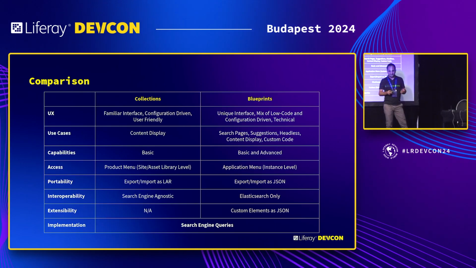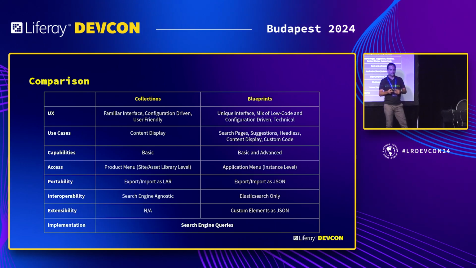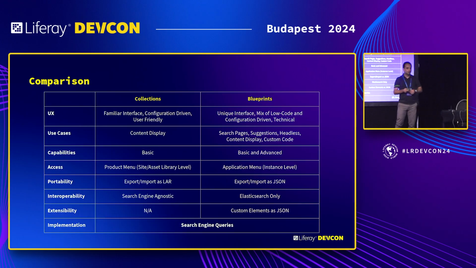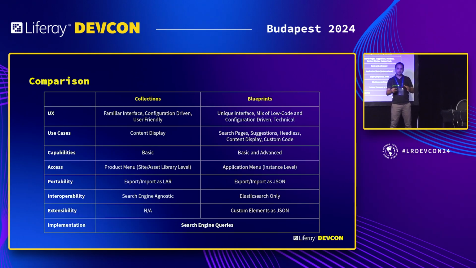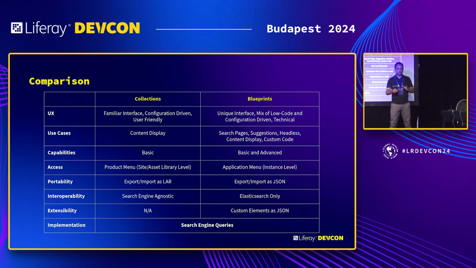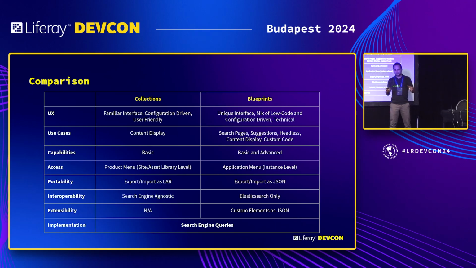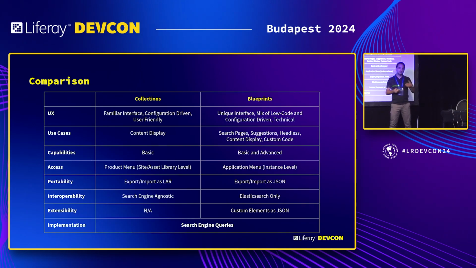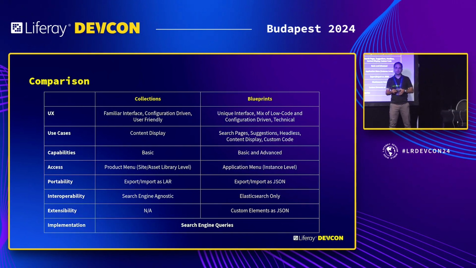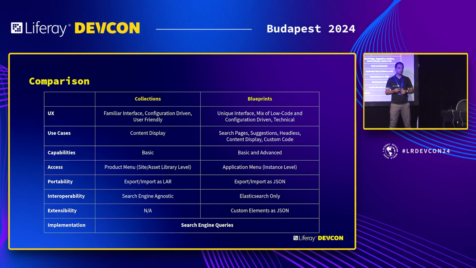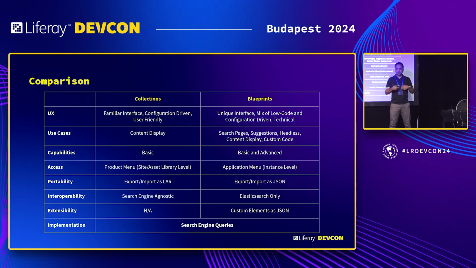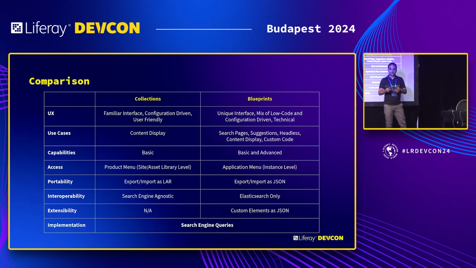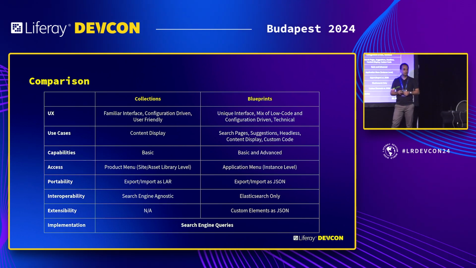Now, Blueprints is using a unique interface with a mix of low-code and configuration-driven parts. Remember that you can have those out-of-the-box elements and you can create custom ones. So it feels a little bit technical at some point, but it covers way more. You can use it on a search page, search bar suggestions, headless search API calls in your custom Java code. And don't forget that we have the Blueprint collection provider.